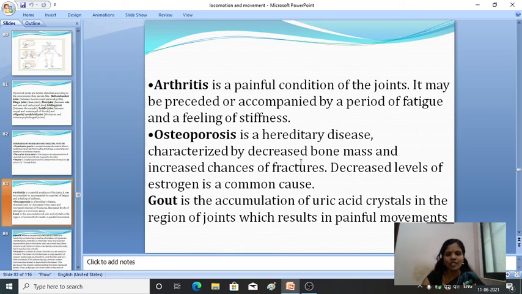Next, osteoporosis. It is also one of the hereditary diseases. Generally it is characterized by decreased bone mass and an increased chance of fracture. In osteoporosis, bone density decreases, so the chances of fracture increase. You can see this osteoporosis especially in old age.